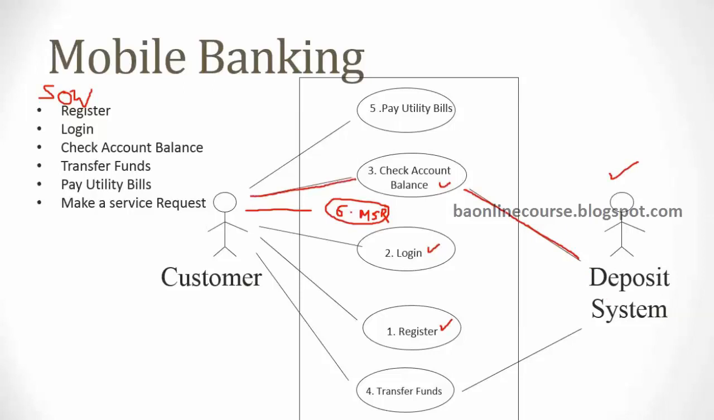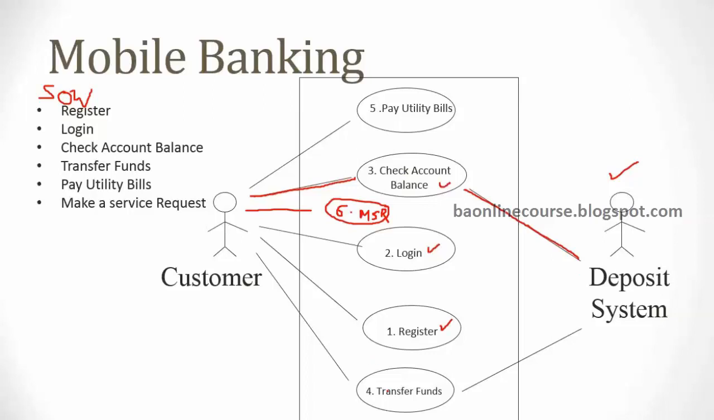So the customer would initiate this. He would say that he wants to check the account balance. He would select the account. So this use case in turn has to reach out to this deposit system with the account number, get the balance and display it. So this particular use case would interact with 2 actors. The customer is asking for the account balance, it is fetching from the deposit system and then displaying it. So that is the reason you are showing 2 relationships.